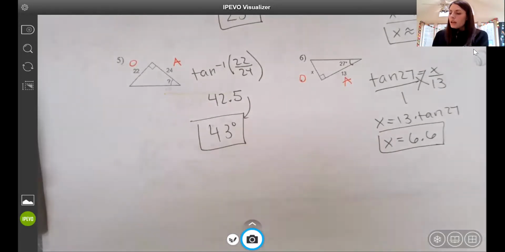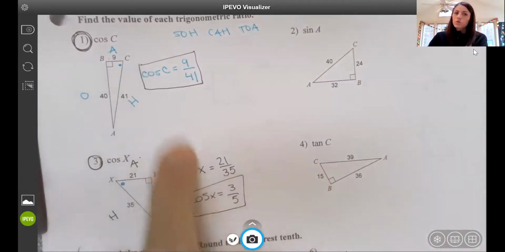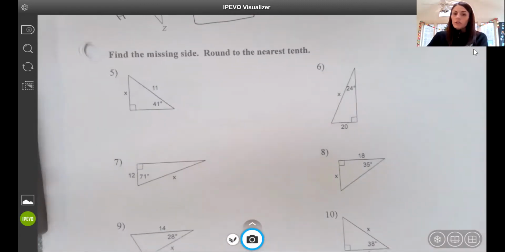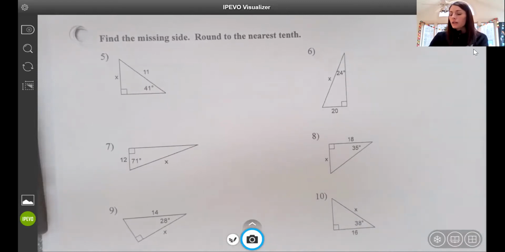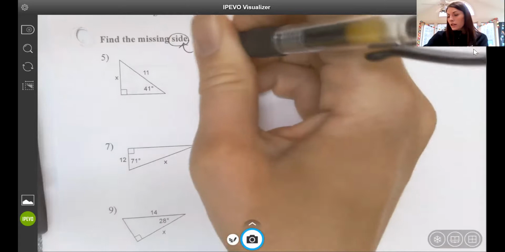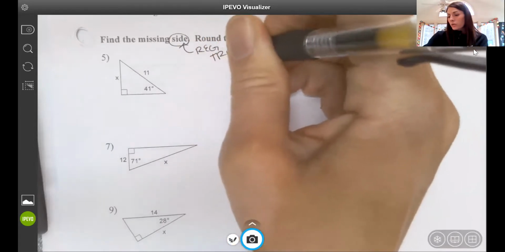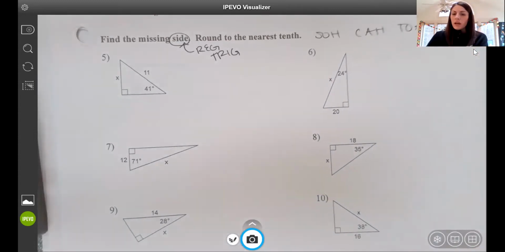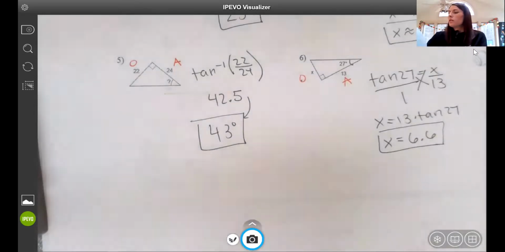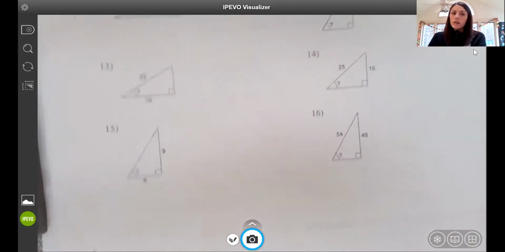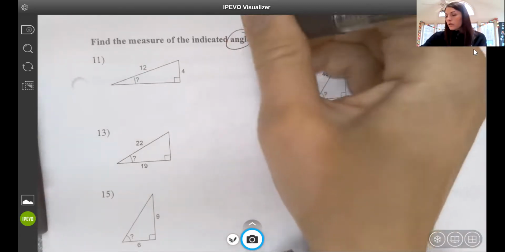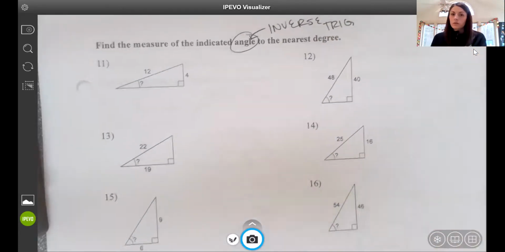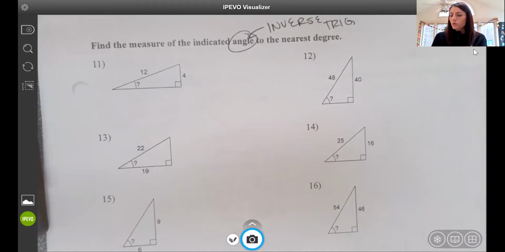And then today, in class yesterday, we did 2 of these. This is just writing the ratio. You're not solving anything on these first 4. Then 5 through 10, it says find the missing side. Well, if we're finding the missing side, that's going to be regular trig, using SOHCAHTOA and cross multiplying. But on the back side of this, it says find the missing angle. That's going to be inverse trig, because it's an angle that we're missing. So that's the homework for today.